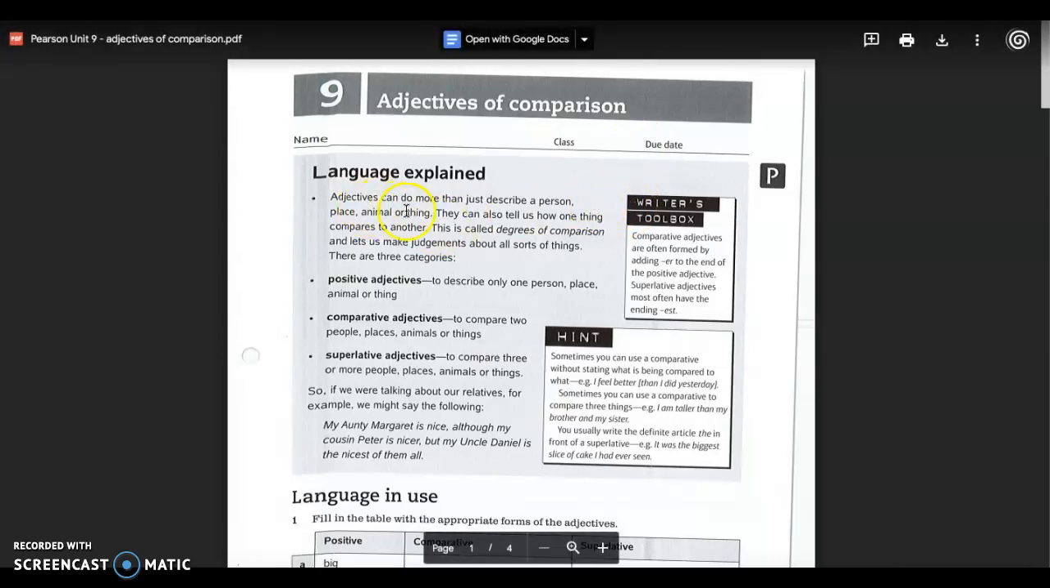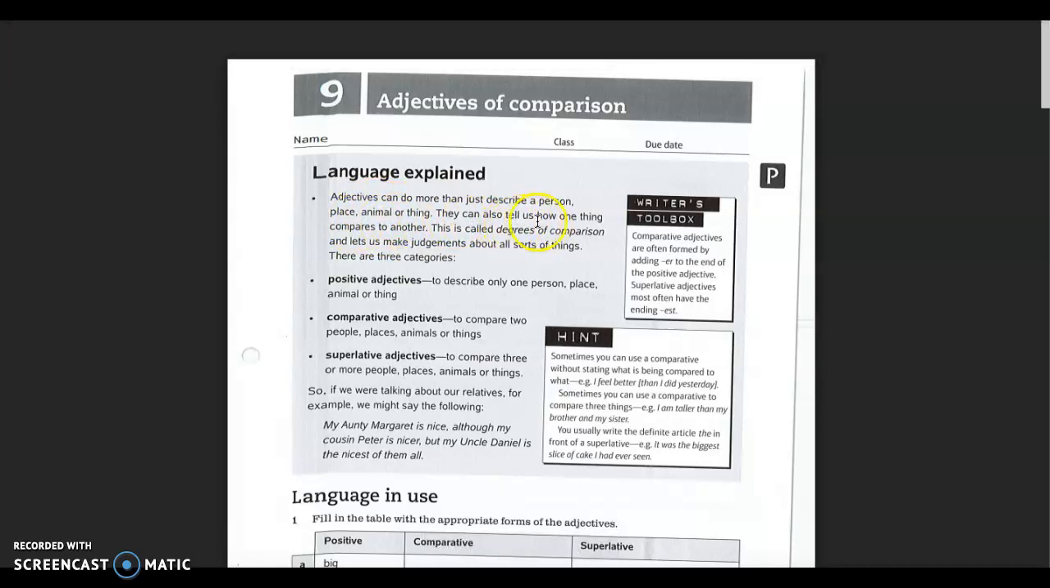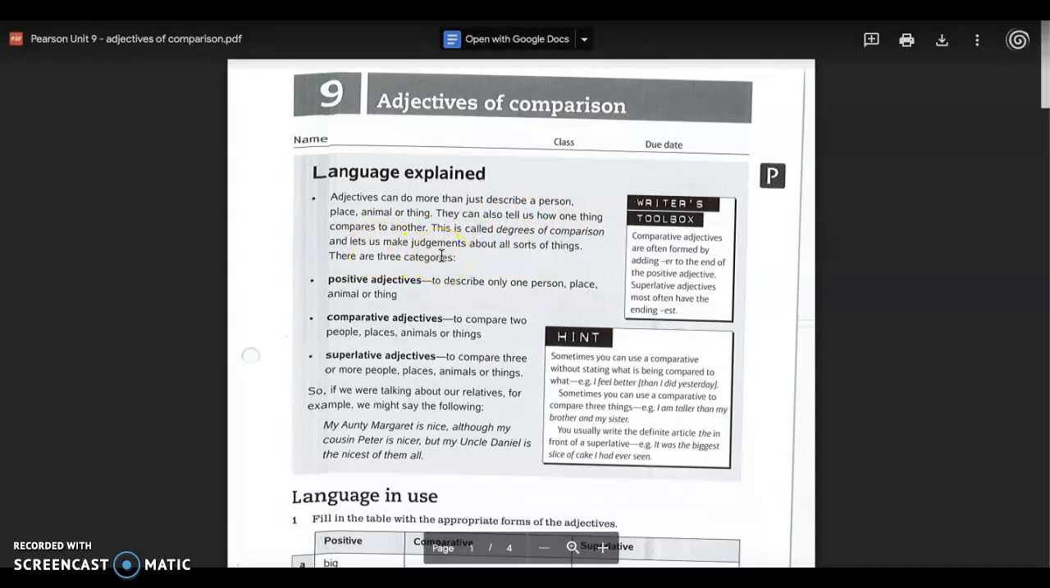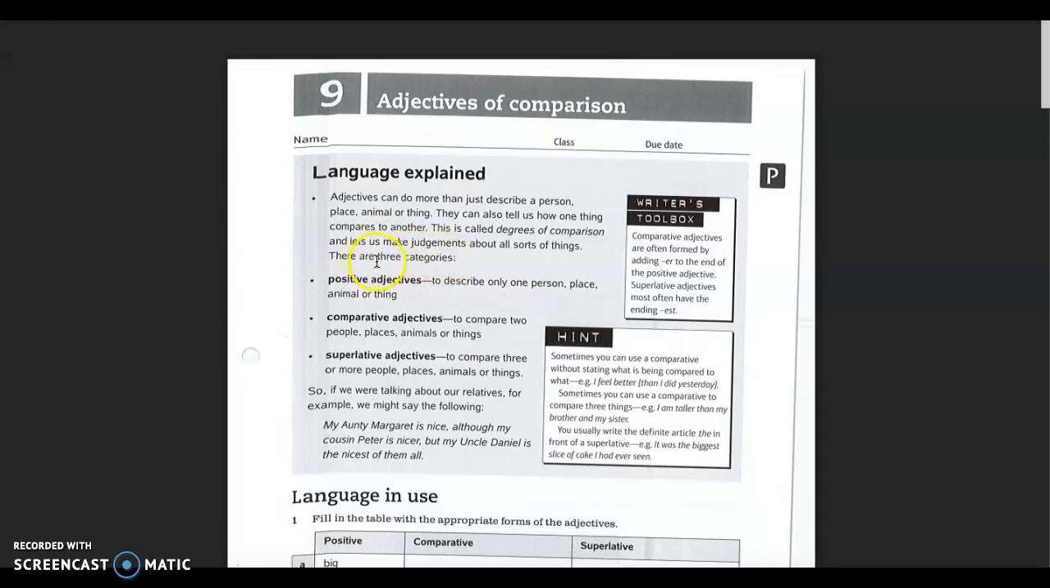So adjectives can do more than just describe a person, place, animal, or thing. They can also tell us how one thing compares to another. This is called degrees of comparison. It allows us to make judgments and all sorts of things. So there are three categories. You've got your positive adjectives that describe only one person, place, animal, or thing. So an adjective, as we know, is a describing word, used to describe a person, place, or thing. So a positive adjective describes one person, place, or thing.